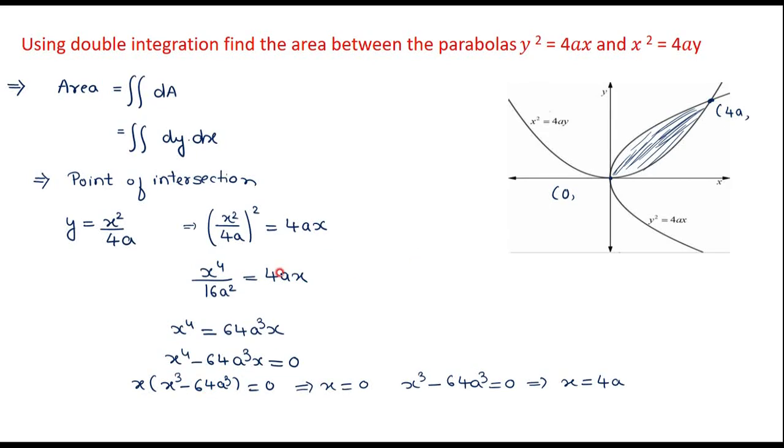Now if x is 0, y will also be equal to 0. If x is equal to 4a, we can see that y is also 4a, so it is 4a comma 4a. So the two curves are intersecting at 0 comma 0 and 4a comma 4a, which are the points of intersection.